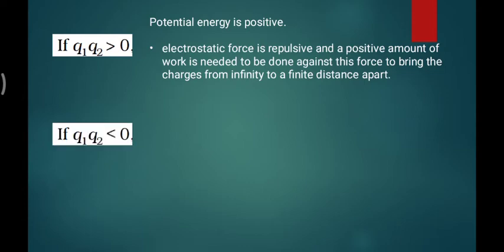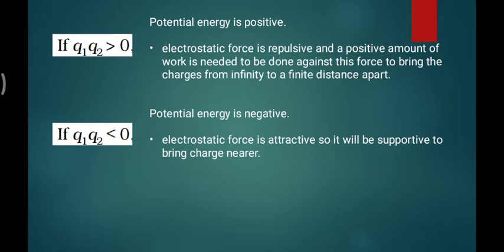If one is positive and one is negative, then obviously your answer for the potential energy will be negative. If it is one positive and one negative, you can take either way. Ultimately the potential energy is negative, and that means the force is attractive rather than repulsive. So whenever the expression of potential energy comes out negative at the end, you can conclude that the force between them is attractive. It means the two are opposite charges, so it will be supportive in bringing the charges nearer.